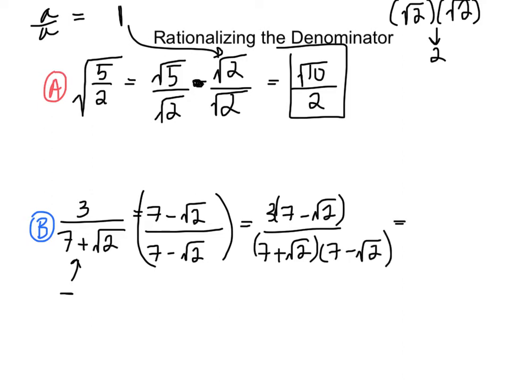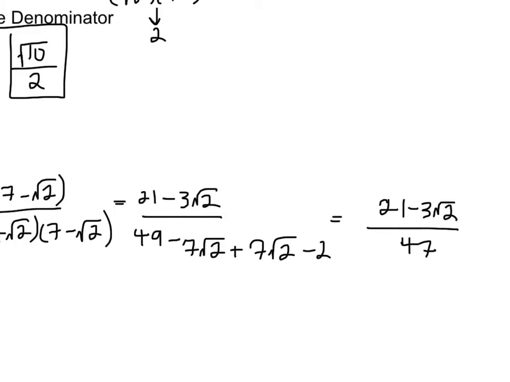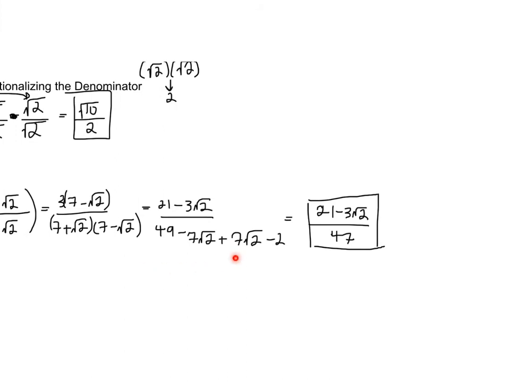And we do this so that we have a difference of squares on the bottom, rather than two addition problems multiplied by each other, which will give us too many different values on the bottom. So once we've simplified everything, we get 21 minus 3 root 2 over 47. And these steps here are really just using algebra to multiply out our difference of squares, and then we just add a bit, and then this is our final answer.